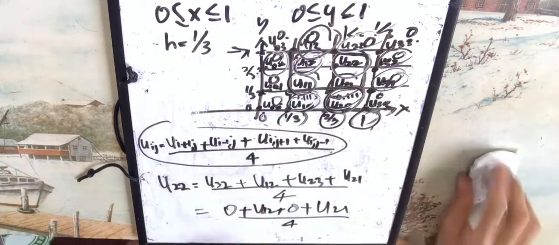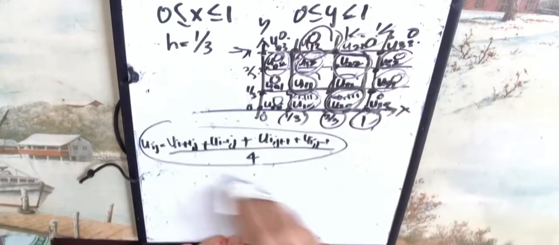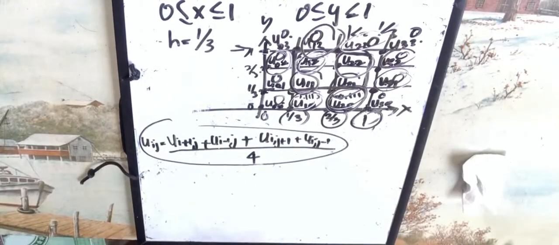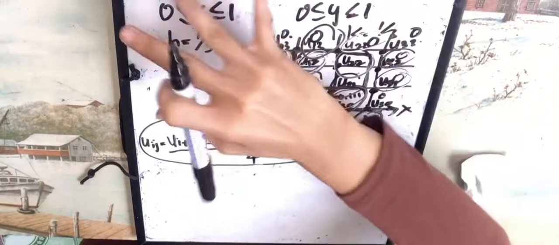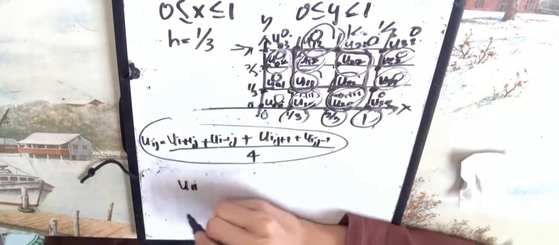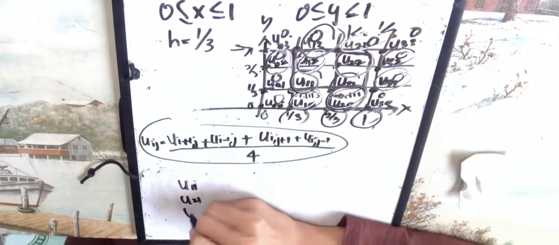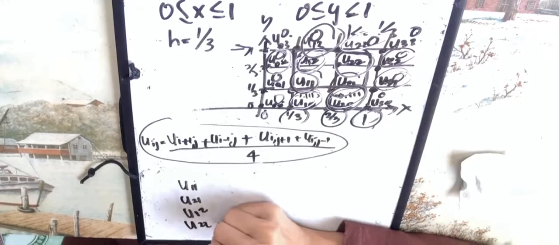Okay, so I just write down the final answer for U11, U22, and so on. So you can check by yourself. Okay, suppose your U21 or U11 is equal to... okay, for U11, U21, U12, and U22, right?